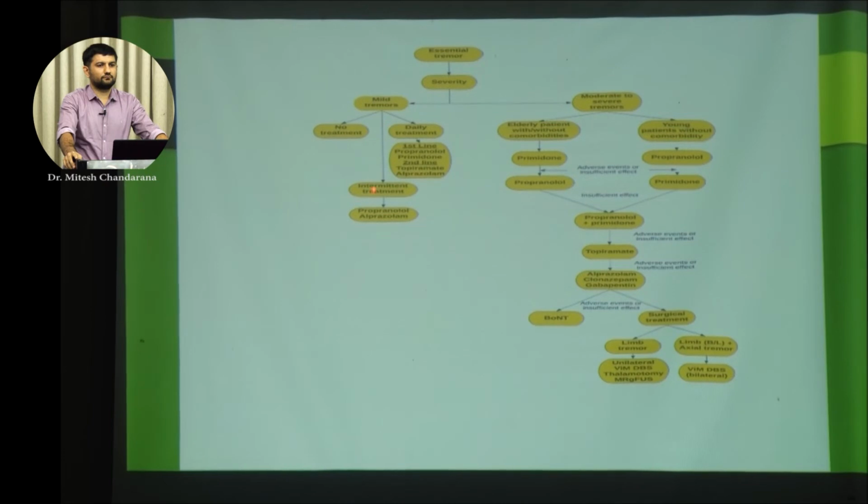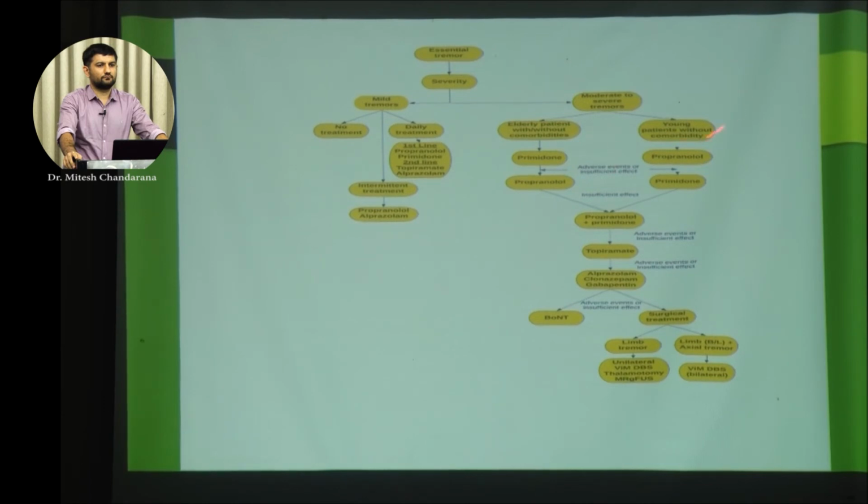Or we can go for intermittent treatment in the form of propranolol or alprazolam. Or if a patient has some mild functional disability, then daily treatment in the form of propranolol or primidone, and then second line treatment. But if moderate to severe tremors are there, and the patient is elderly, with or without comorbidities, then first we should try primidone, followed by propranolol.